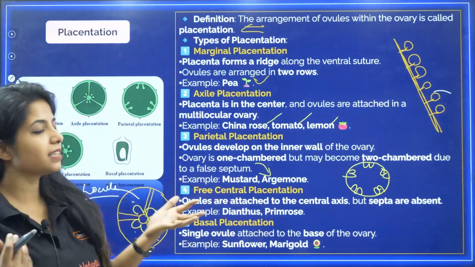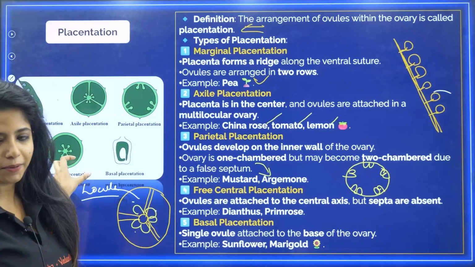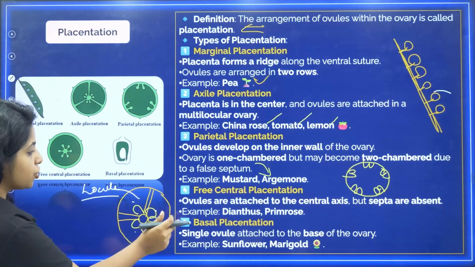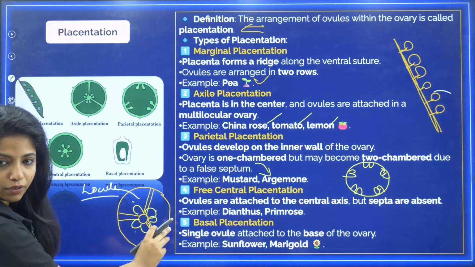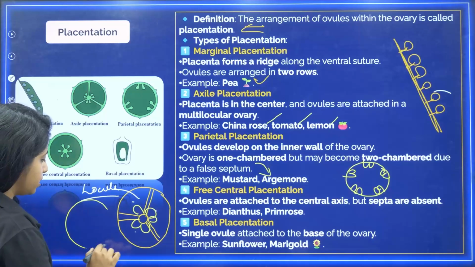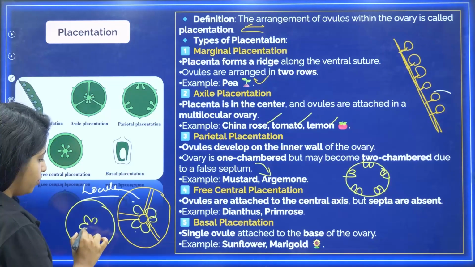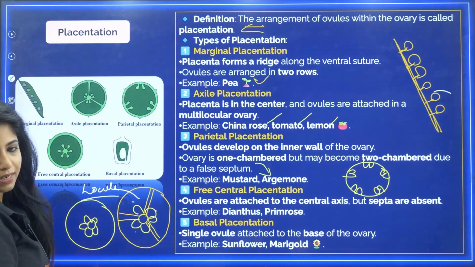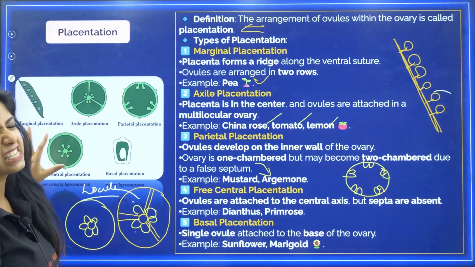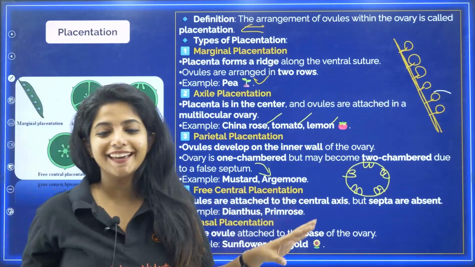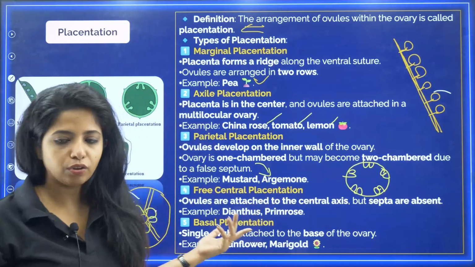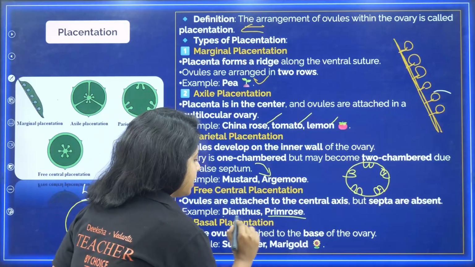What do you mean by free central placentation? Just remove the stalks over here, or basically the septum over here. You will be receiving something like this, where the ovary is attached to the central axis like this. This is known as free central placentation. No attachment to the walls. Where can you find it? In primrose and also dianthus.